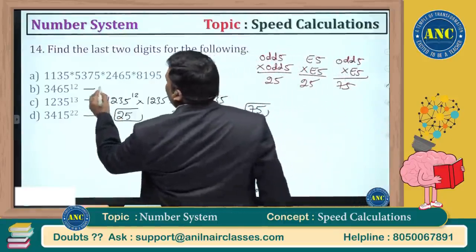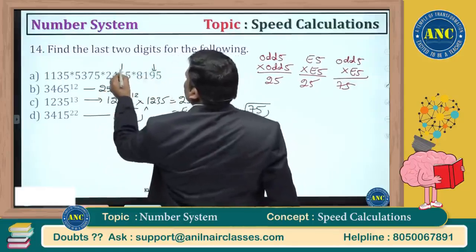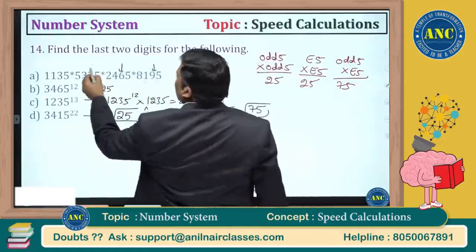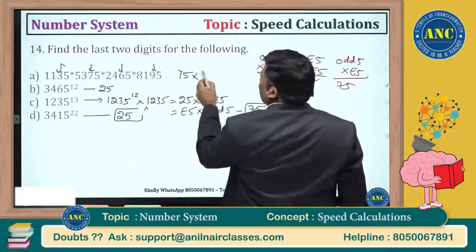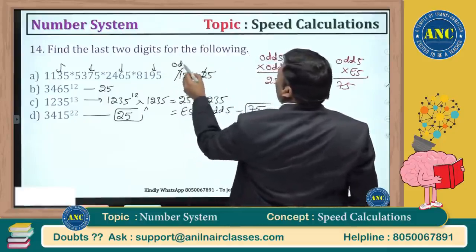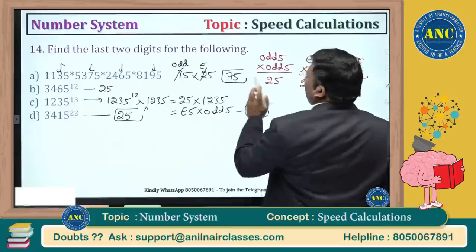Power is an even number, last two digits are 25. This is an odd number. This is an even number. Odd into even is 75. This is an odd number. This is an odd number. Odd into odd is 25. 7 is an odd number. 2 is an even number. Odd 5 into even 5, last two digits are nothing but 75.